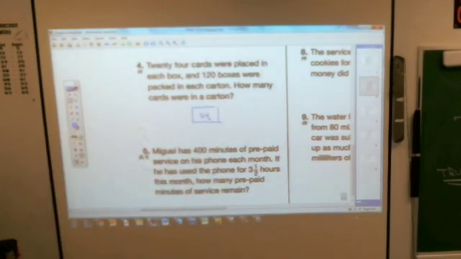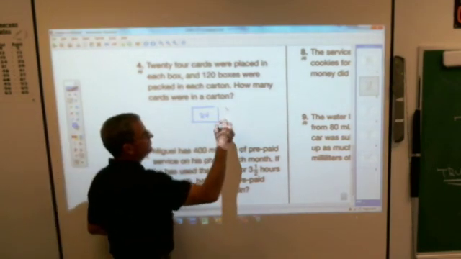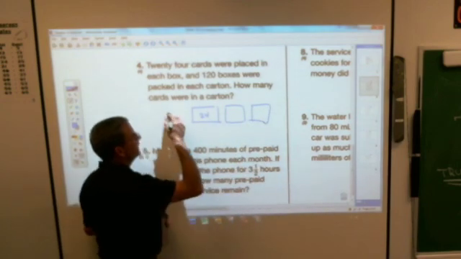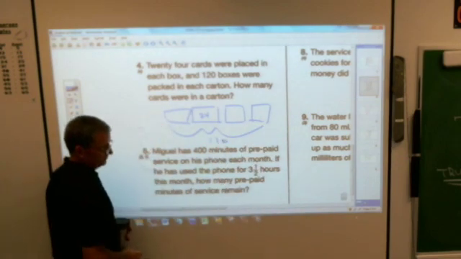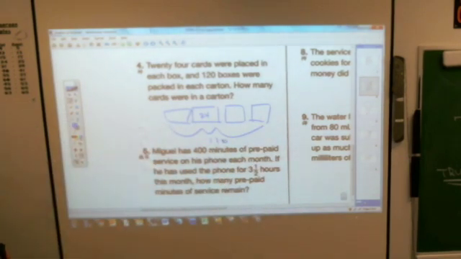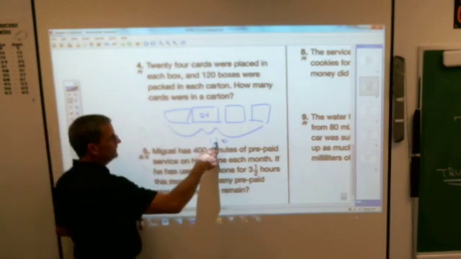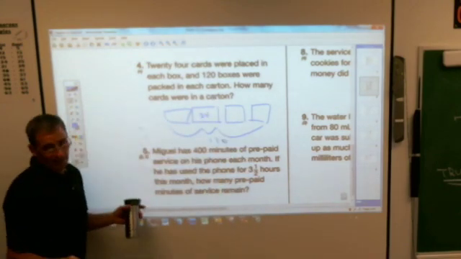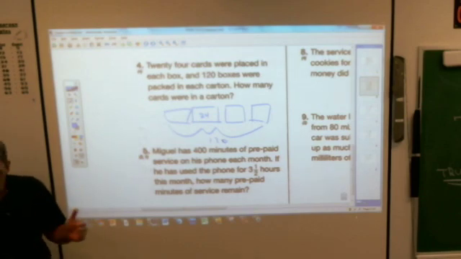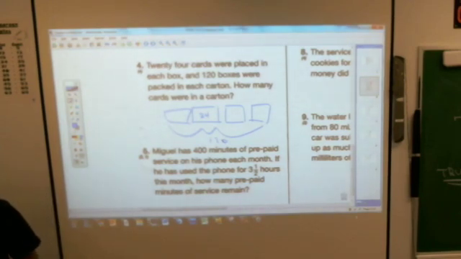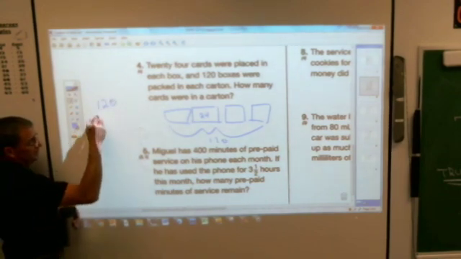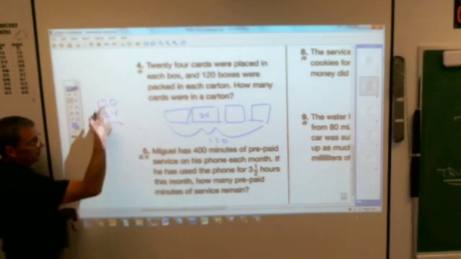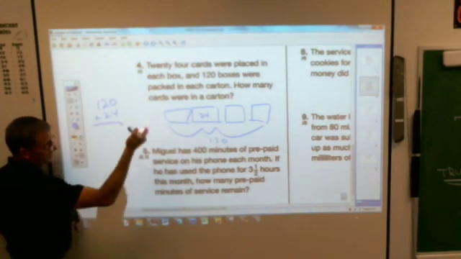And 120 of these boxes were in each carton. So you have 120 of these, Charlie. I'm not telling you you've got to draw 120, but you know you have 120 of them. How many cards were in a carton? So you have 120 24s. Now you could add those all together, or in math we've come up with a shortcut for adding all that together, which is called multiplication. You're going to take 120 and multiply it by 24. You have 120 boxes of 24 in a carton.